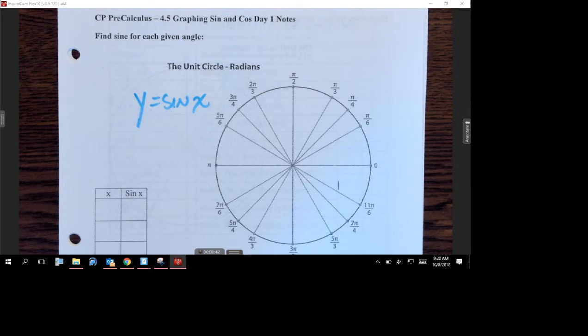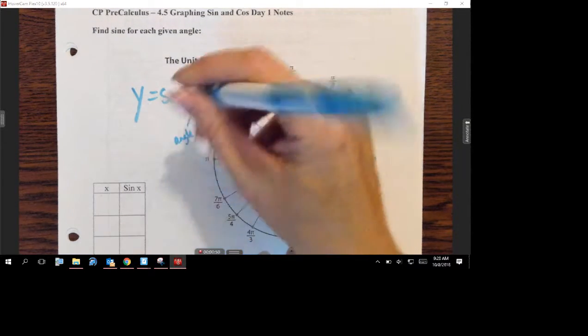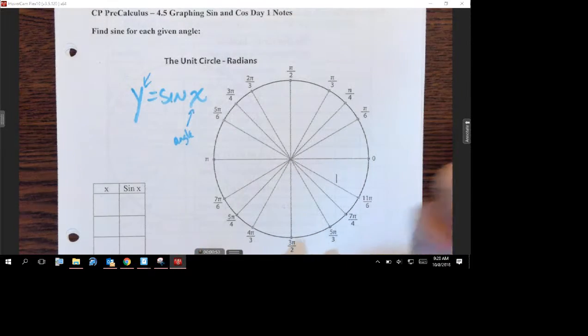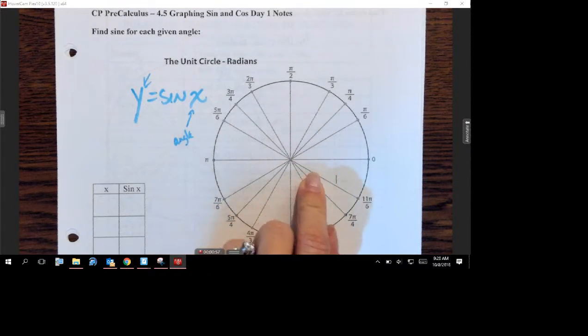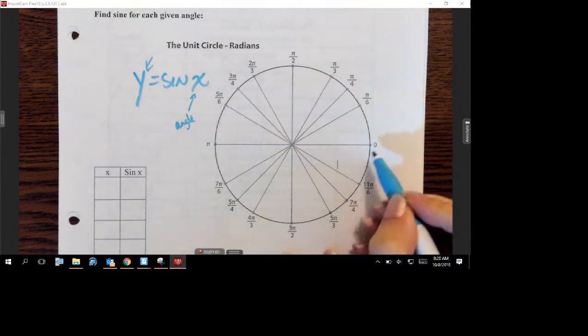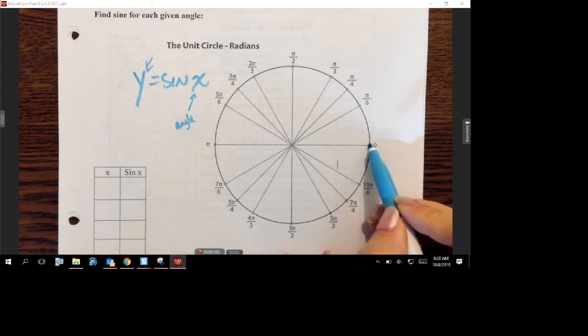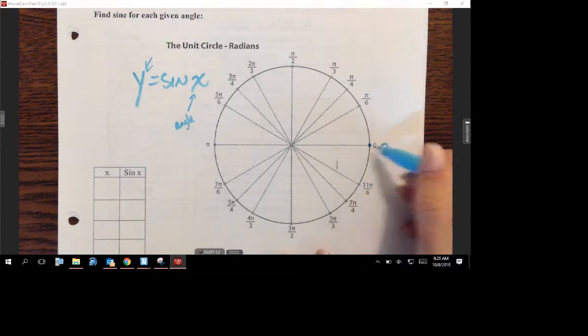Sine of an angle. So we're inputting an angle. And when we get out, our output is the sine at that angle. So everybody remember that sine is y. So if I talk about 0 degrees, what is my y value at 0? 0. So we're thinking about those triangles or that ordered pair.